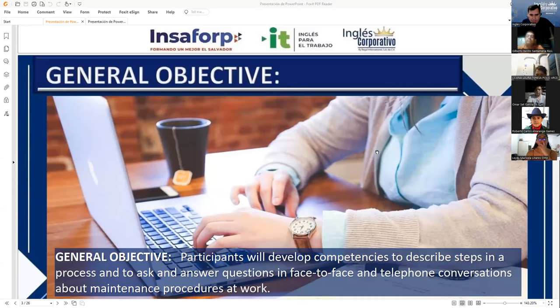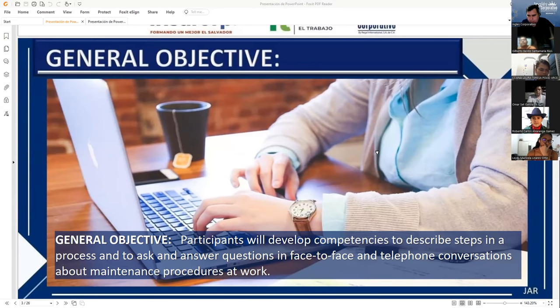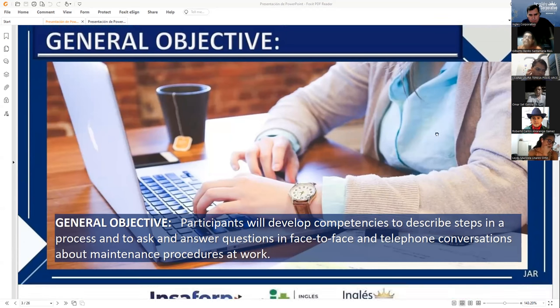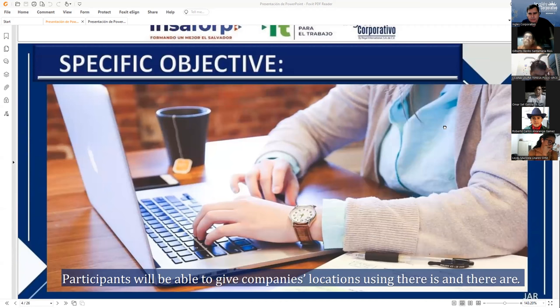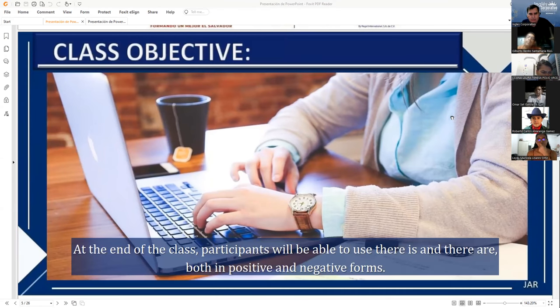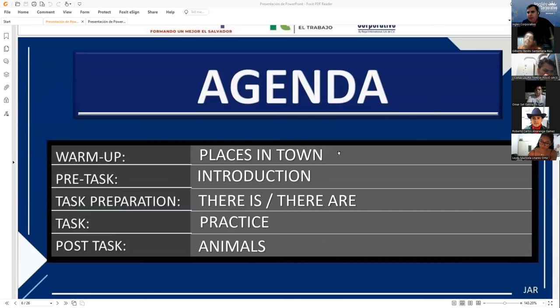This is the general objective. This is the specific objective. And this is the class objective. At the end of the class, participants will be able to use there is and there are, both in positive and negative forms. And the agenda: places in town, introduction, there is and there are, practice, and animals. Those are the topics to be studied tonight. But before, let's go to the attendance.